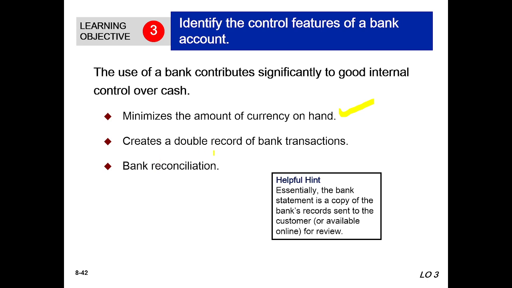Number 2 creates a double record of bank transactions. When we keep our cash in the bank, we record it on the credit side in the cash book, and in the bank's book they record the deposit on their credit side, and we keep it on our debit side. Then there is bank reconciliation: at the end of the year or the end of the month, or as per need, we prepare this bank reconciliation statement.